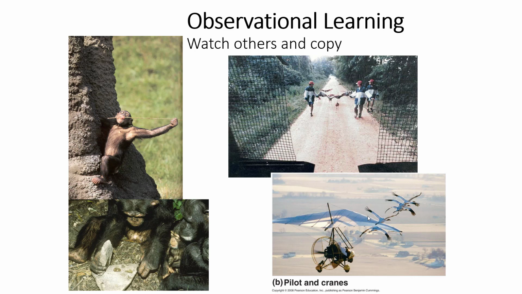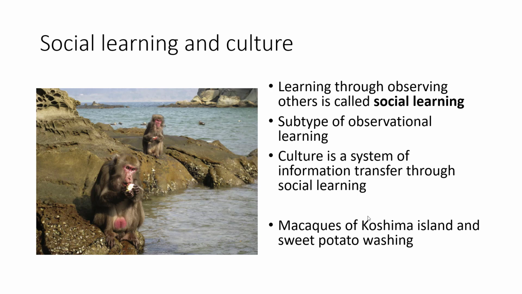You can also see this in the whooping crane reconditioning project where they taught whooping cranes not only how to fly, but how and where to migrate. This is observational learning. And observational learning gives rise to something called social learning when you're learning through observing others within a social group, which causes something called culture, a system of information transfer through social learning.